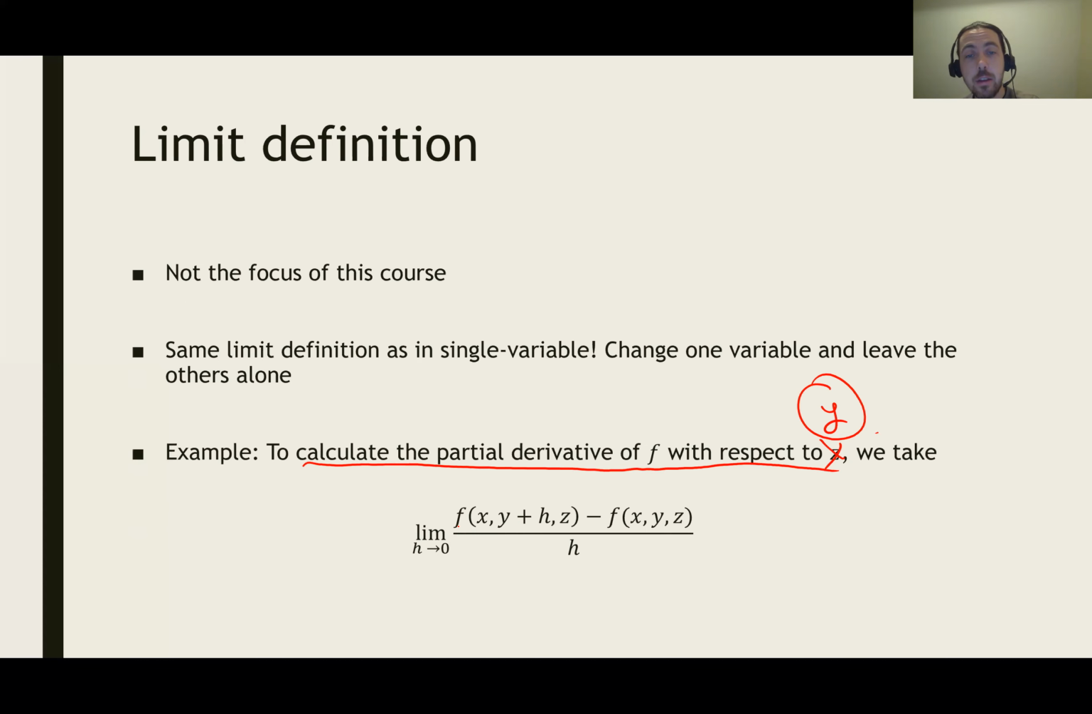The way we get it is we replace y with y plus h and leave the other variables alone. Like I said, we're leaving 2 variables constant, x and z, and we're seeing what happens when we change y. We calculate the derivative with respect to y alone.